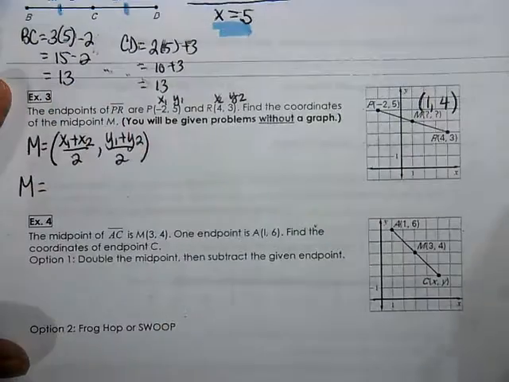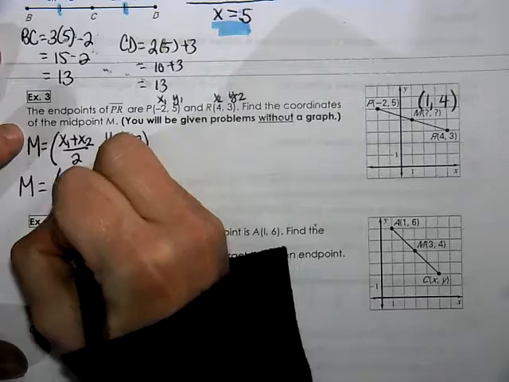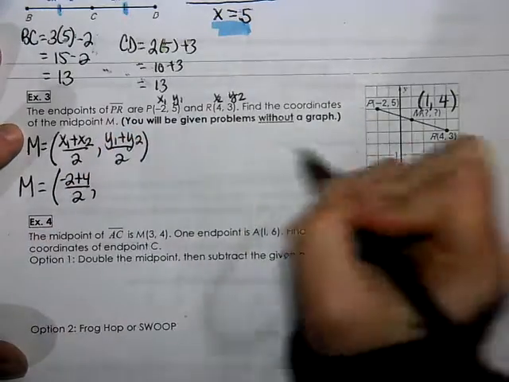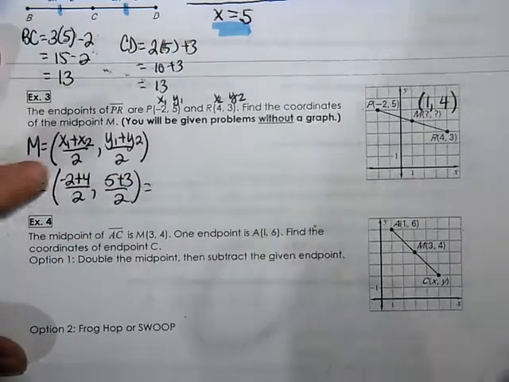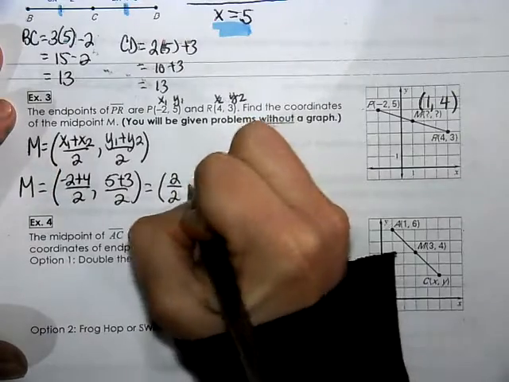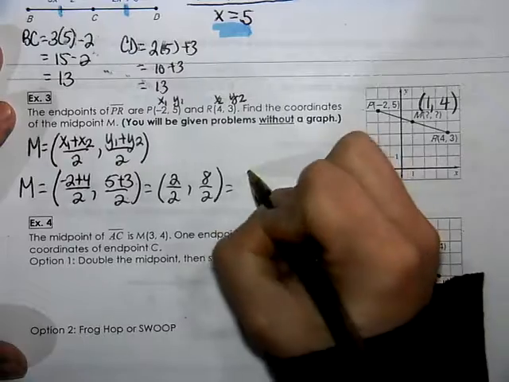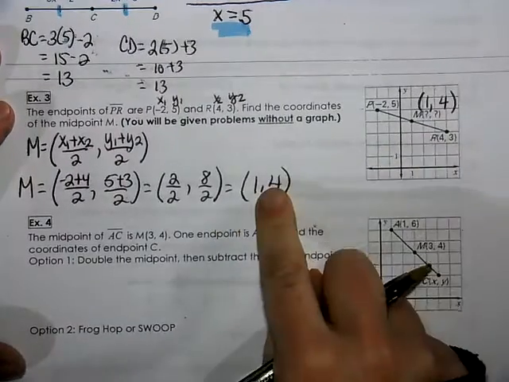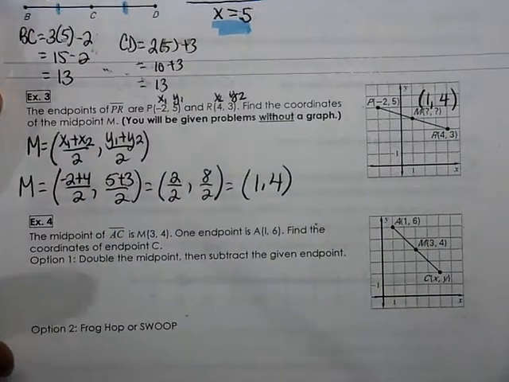So I'm just going to write that m is equal to the average of my x's, which is negative 2 plus 4 divided by 2, and 5 plus 3 divided by 2. Negative 2 plus 4, that is 2 divided by 2, and 5 plus 3, that is 8 divided by 2. So our midpoint is located at 1, 4, and we just verified it algebraically using our midpoint formula.